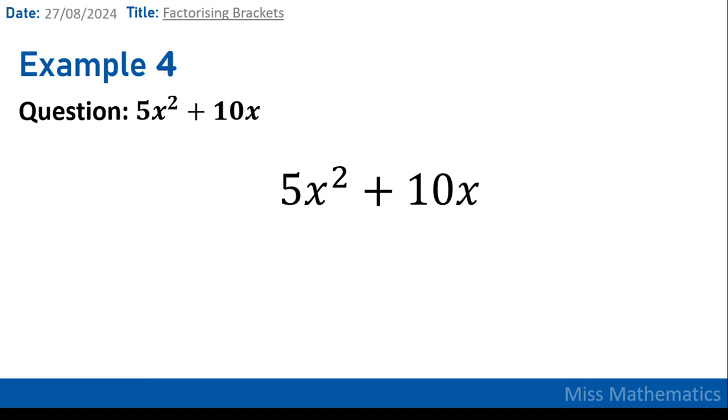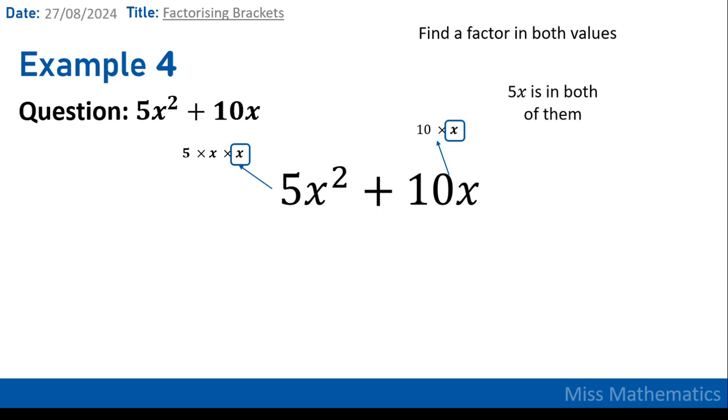Let's try another example. In this example, the highest common factor isn't just x, it's actually 5x. This is because 10x is 10 times x, and 5x squared is 5 times x times x. In both of these, you can see the value x, but you also have 5, because 5 times 1 is 5, and 5 is also in 10 if you times it by 2. Therefore, you put 5x outside the brackets.